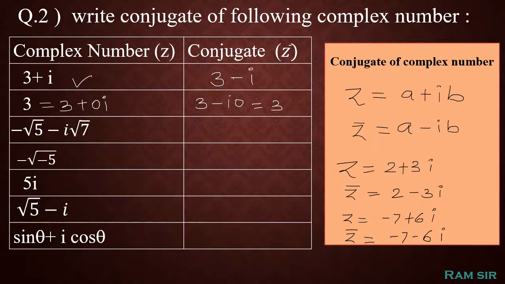Now the second question is done. Third question, again change the sign of the imaginary part. So we get square root of minus 5 plus i multiplied by square root of 7. This becomes your conjugate. Moving on to the next one, which is minus of square root of minus 5. We discussed we can write this as minus 1 into square root of 5, which gives you the answer as minus square root of 5 i.